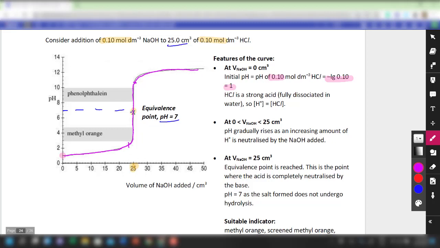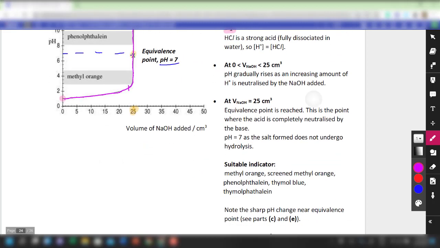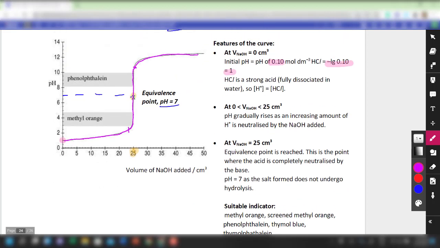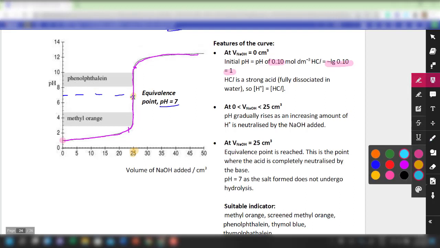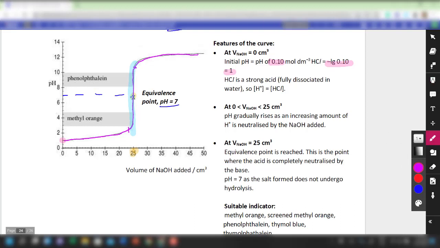And then next, we need to decide on a suitable indicator for our titration. Essentially for a strong acid, strong base titration, actually any indicator will do as long as the pKa falls within the region of rapid pH change. The region of rapid pH change is over here. So for example, methyl orange, pKa is about 5, so 4-ish, 5, so methyl orange works. Phenolphthalein works as well, with a working range of 8 to 10. So for a strong acid, strong base titration, it doesn't really matter which indicator you use.